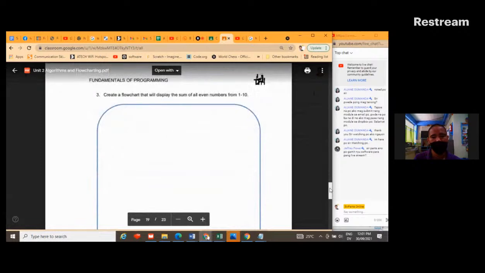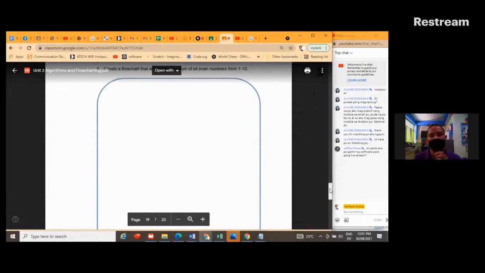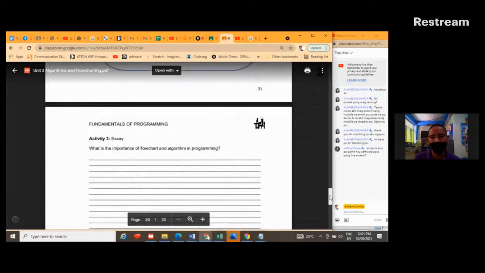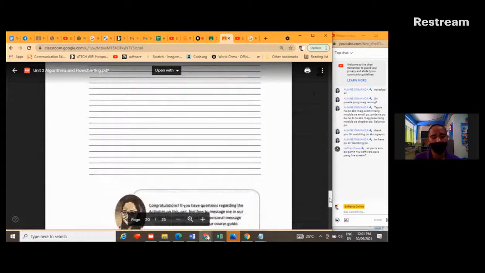Another problem: create a flowchart that will display the sum of all even numbers from 1 to 10. This is quite confusing, but kindly read the problem properly. So this is easy. And you have here the essay: what is the importance of flowchart and algorithm in programming? You're going to write that one.